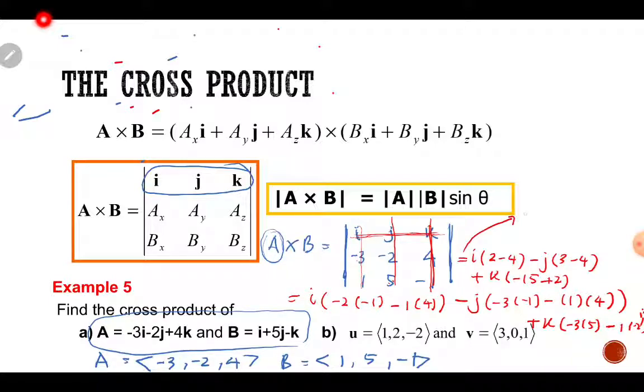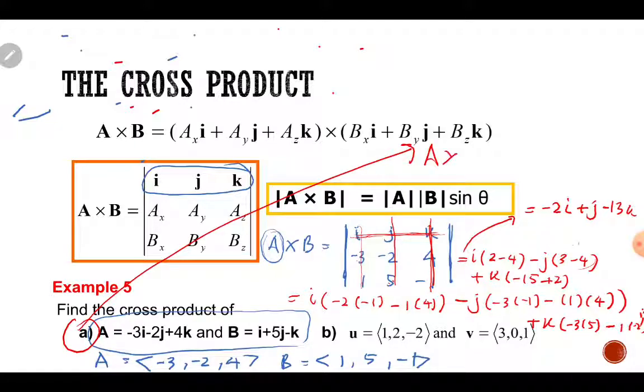So, final answer for this, we're gonna have negative 2i. Negative tambah j. Faham tak kenapa dapat tambah? Sebab 3 tolak 4 is negative 1 darab dengan negative j. And then finally, minus 15 plus 2k. So, we have negative 13k. Right? So, maknanya untuk A ni, A cross B, final answer kita adalah negative 2, 1, negative 13.